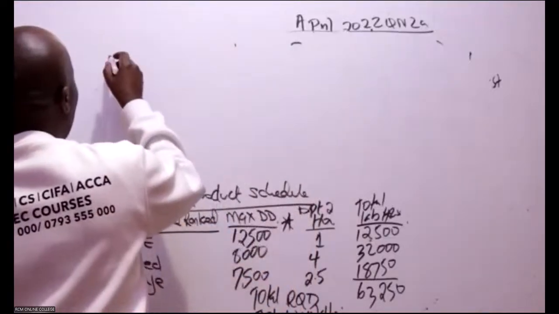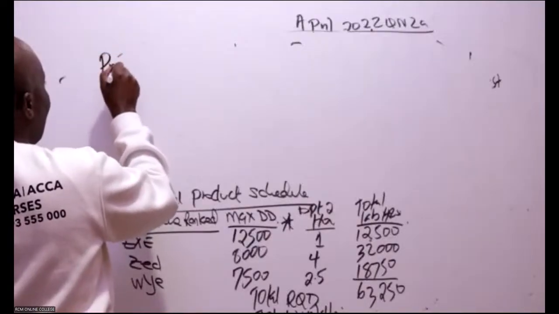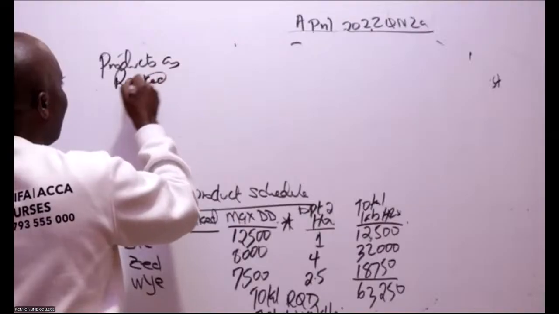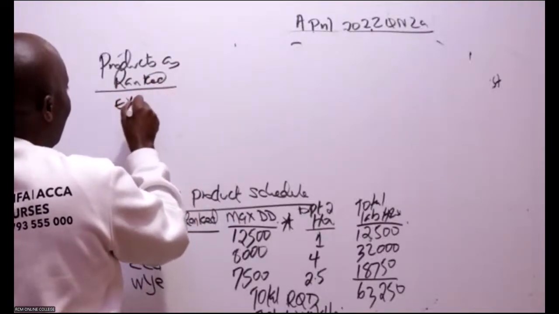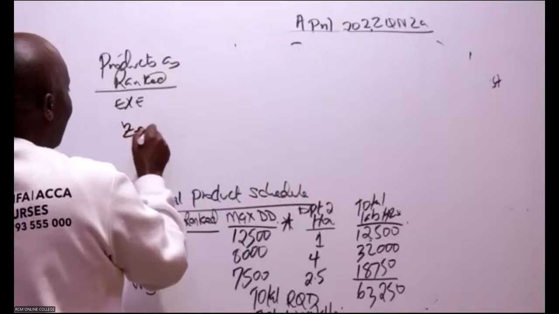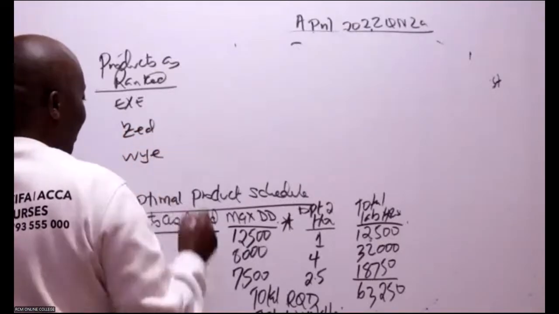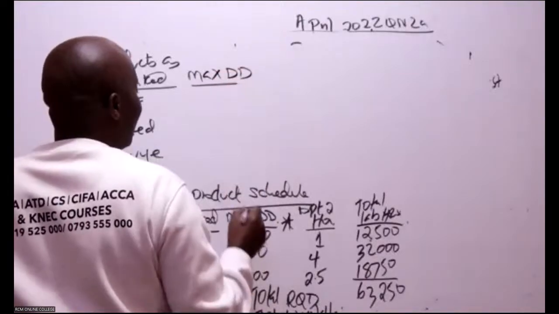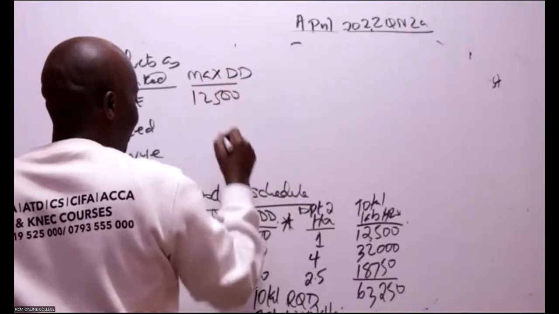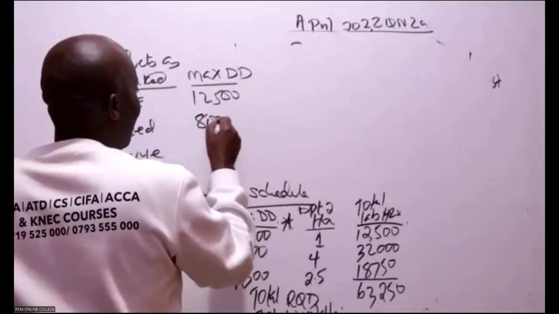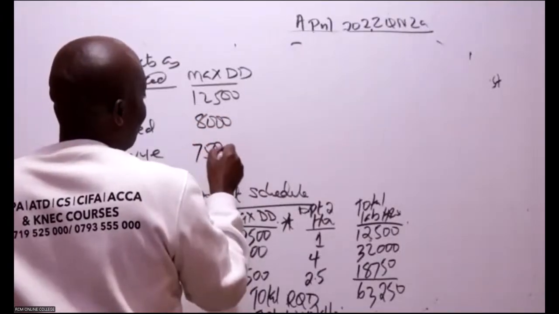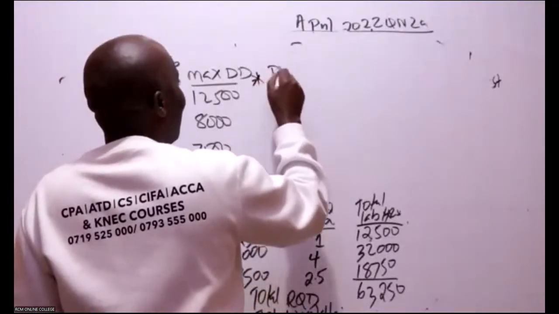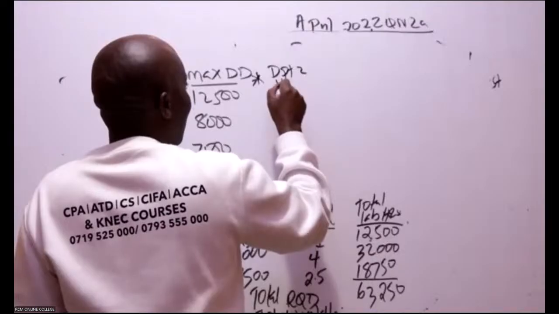So we have here products as ranked: X, Z, Y. We have maximum demand: 12,500, 8,000, and 7,500. Don't write again, I'm copying this one. Times Department 2 hours.